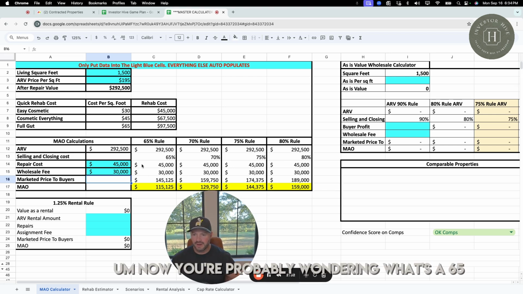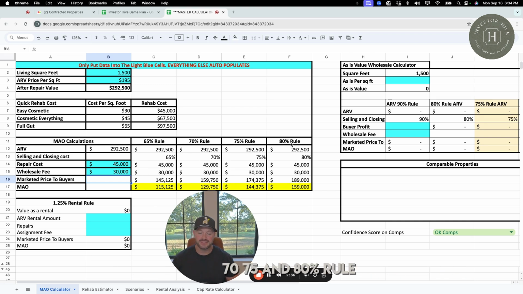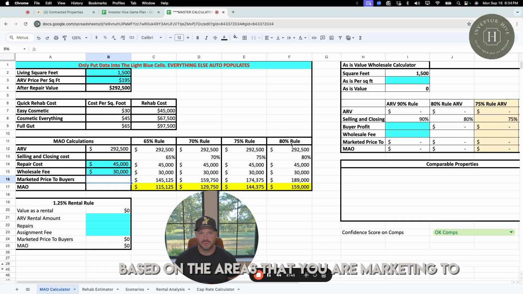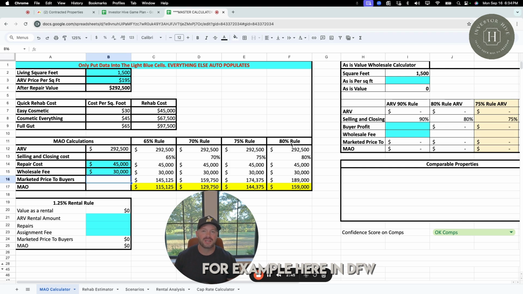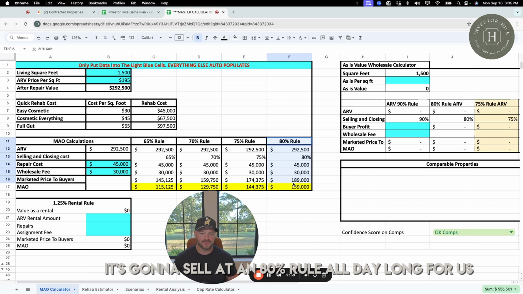Now you're probably wondering, what's a 65, 70, 75, and 80% rule? You need to know your rules based on the areas that you are marketing to and getting deals under contract. For example, here in DFW, if it's in a nicer area like a 3-2 brick house in Frisco or Plano or Richardson or Rockwall or Little Elm or Denton, and it's a newer, like 1990 plus, it's going to sell at an 80% rule all day long for us.